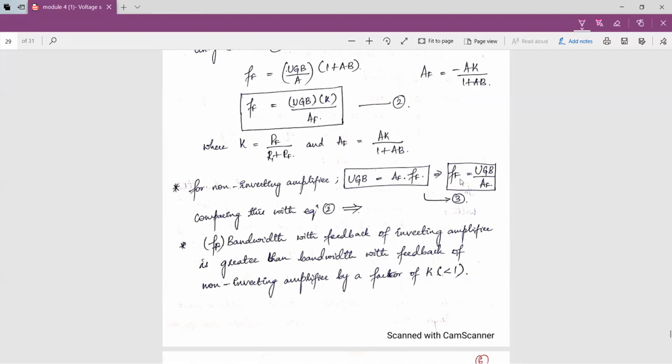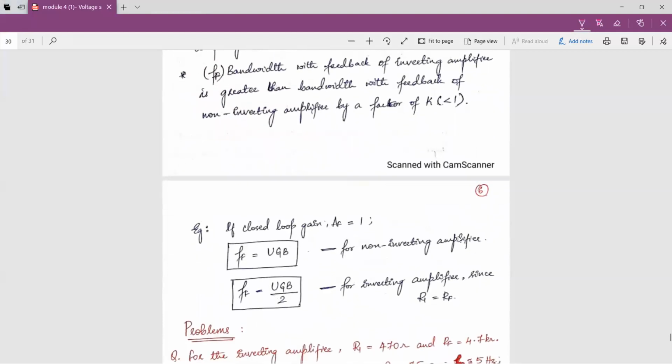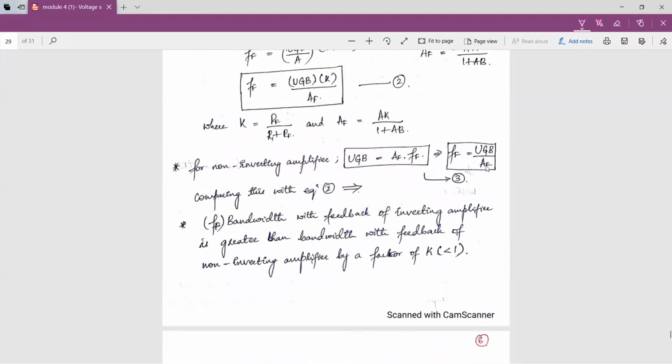So now the bandwidth with feedback for the inverting amplifier is K times the value of the bandwidth for the non-inverting amplifier. And one more conclusion that I will be drawing from this study is that if I consider AF as equal to 1, this bandwidth with feedback for the inverting amplifier will be UGB into K. And this bandwidth of the amplifier with feedback for the non-inverting amplifier will be just UGB.